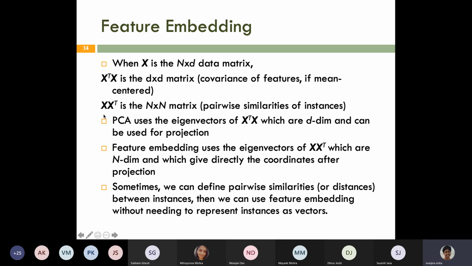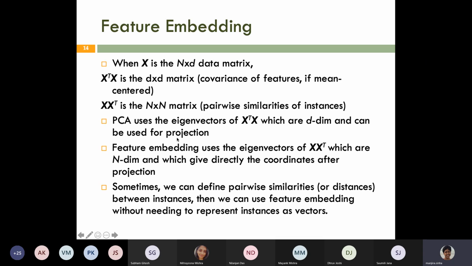While X into X transpose, which will be an n cross n matrix, represents on the other hand the pairwise similarity of the instances. Pairwise similarity means we have looked into the distance measures, the Euclidean distance, and how we can evaluate how two data instances are similar to each other or not. So feature embedding techniques use the eigenvectors of X into X transpose, that is, this n cross n matrix.